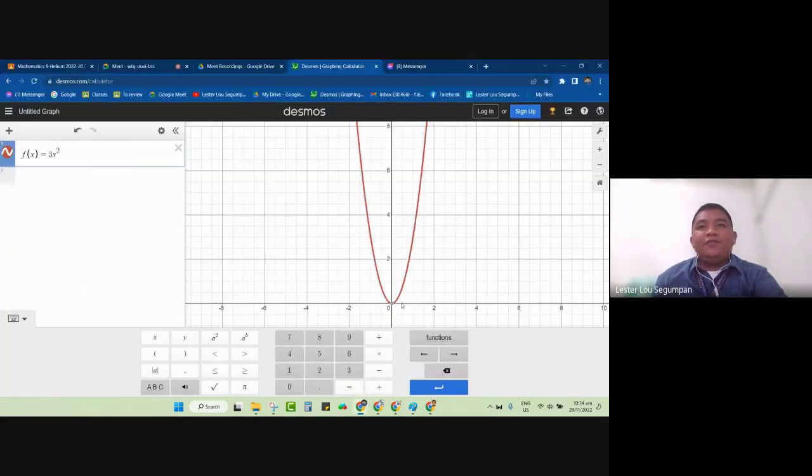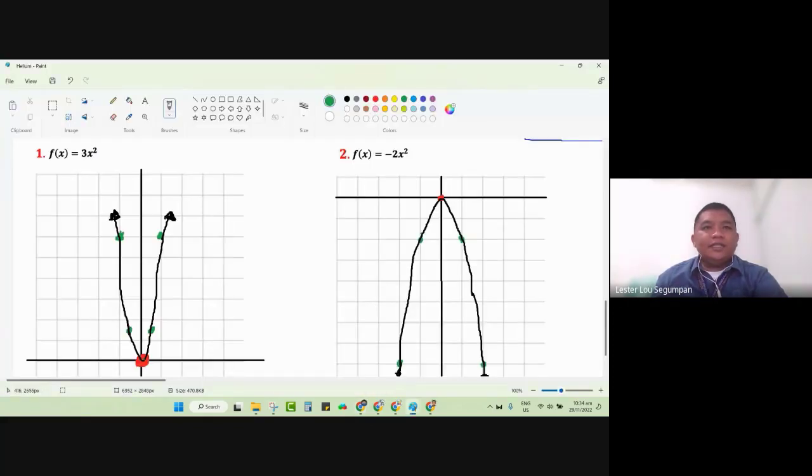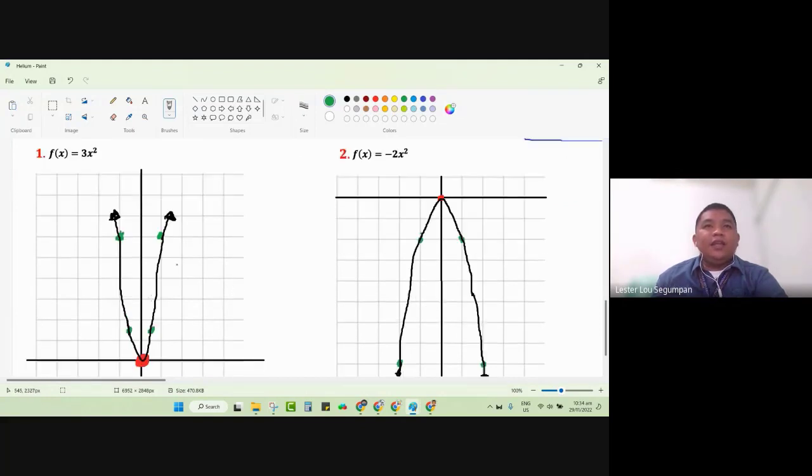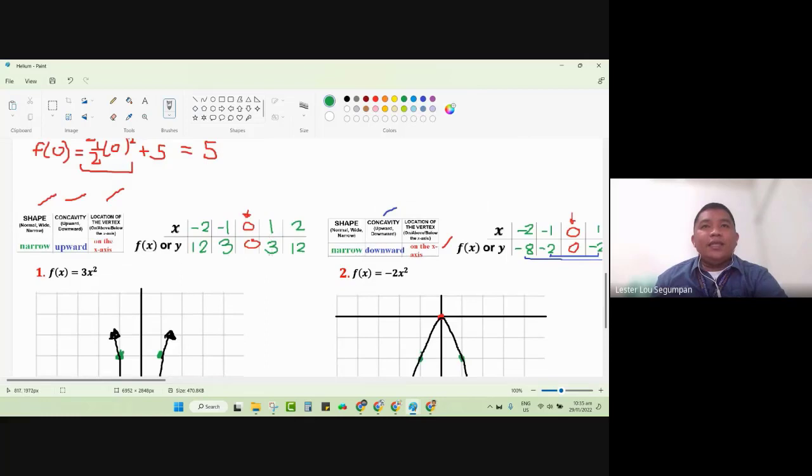This is the graph. The vertex is at 0, 0. As you can see, the vertex is at 0, 0. The other points, you have 1 and 3, negative 1 and 3. Earlier, we used increments of 2 for each grid, since our Cartesian plane will not cover all of this. But it should have 1 and 3.